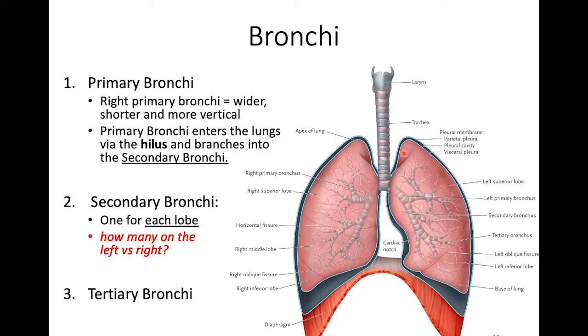Therefore, the left lung has two secondary bronchi supplying each of those lobes, and the right lung has three secondary bronchi supplying each of those lobes.